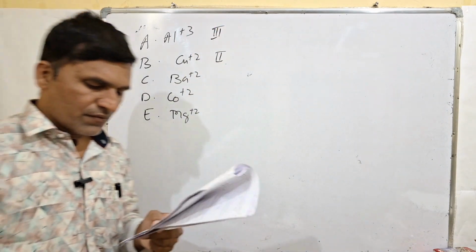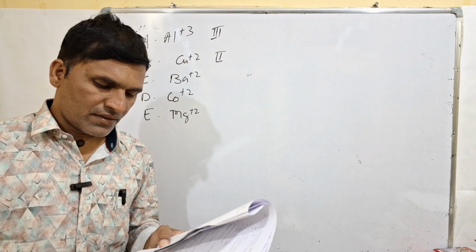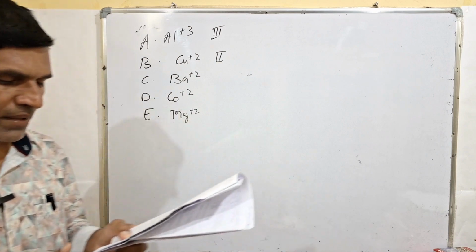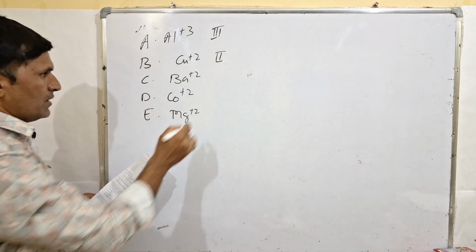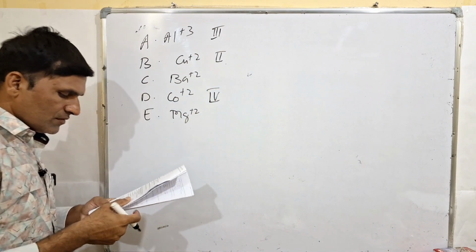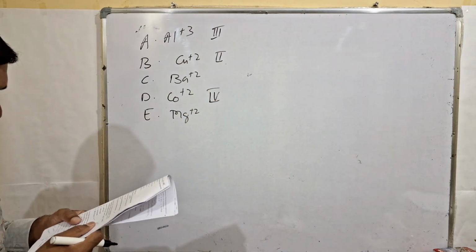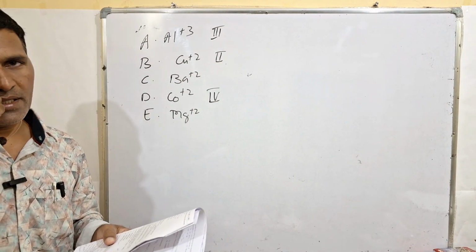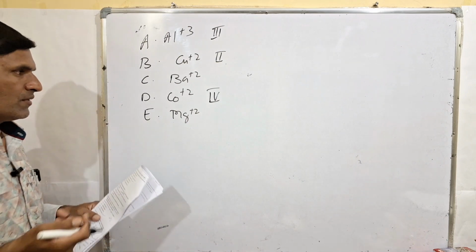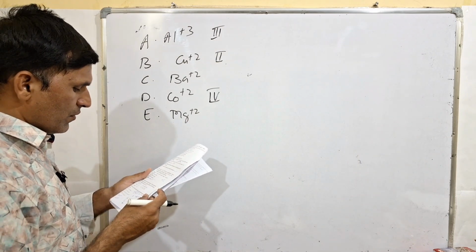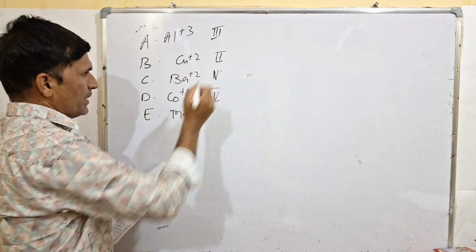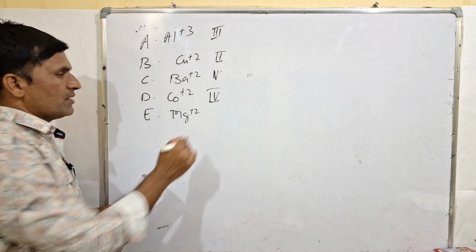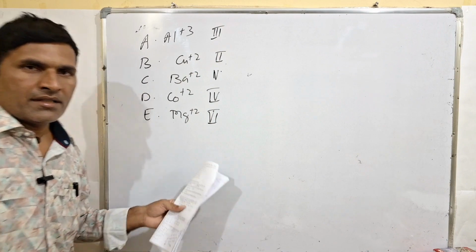Then the fourth one: if you pass H2S in ammonium hydroxide and it gets precipitated, we call it a group 4 element, and the group 4 element in the given options is cobalt. Then, those which get precipitated upon addition of ammonium carbonate in ammonium hydroxide are group 5 elements, and that group 5 element in the given options is barium. The last one left is magnesium, which belongs to group 6 and has no reactivity.